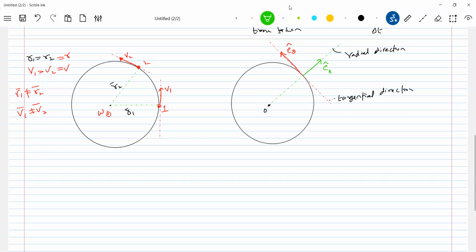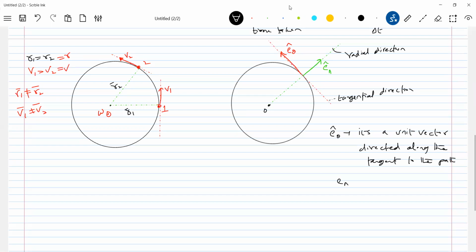So what is e theta cap now? We'll define it. e theta cap is a unit vector directed along the tangent to the path. What about e n cap? It's a unit vector directed along the radial direction. Tangential direction, radial direction. So like this is how we define it.